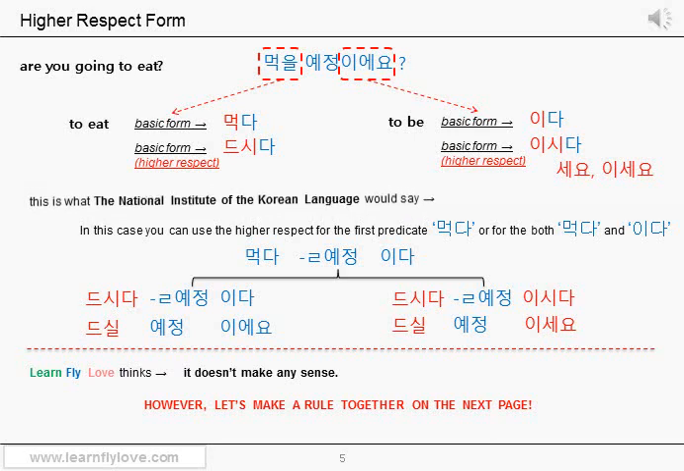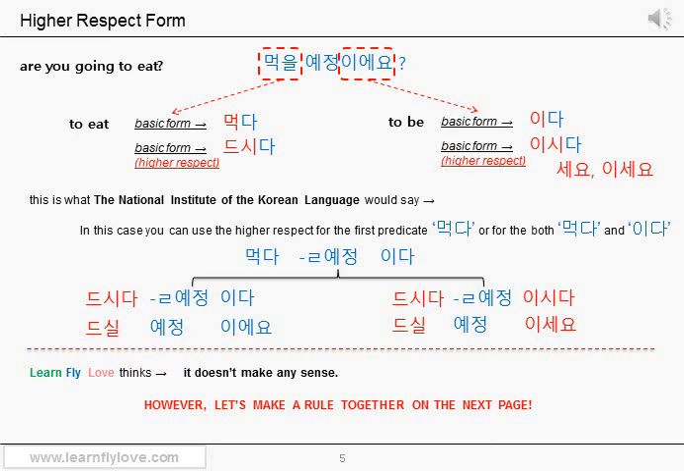The National Institute of the Korean Language says you can turn the first verb 먹다 into a higher respect form, or you can also turn both of the predicates into the higher respect forms. So, 드실 예정이에요 with the higher respect form of only the first predicate, and 드실 예정이세요 with the higher respect form of both of the predicates, they are all fine.